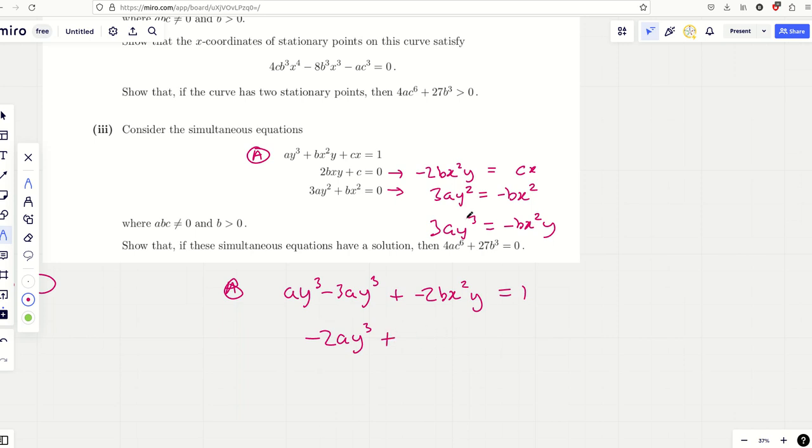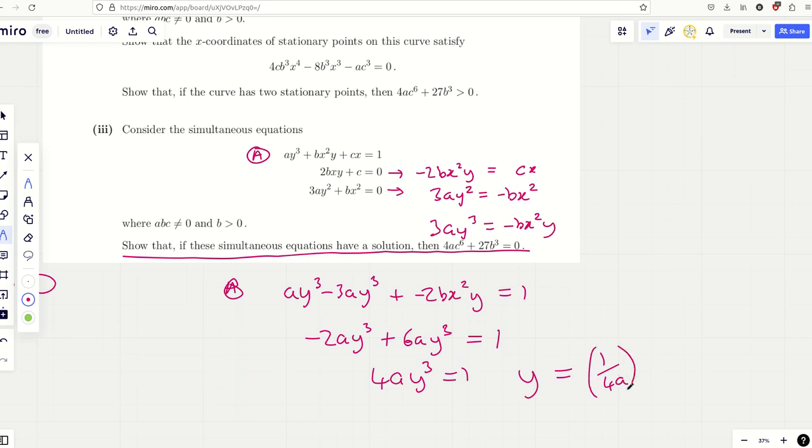And then what are you going to get here? Well, the minus 2bx squared y is going to become, if I just replace that with double that, minus 6, minus 2, plus 6ay cubed. And that should equal 1. Okay. We can actually solve this, can't we? Yeah, show that if this has a solution, then that's true. Well, let's actually just solve it. Like, 4ay cubed is 1. And so y is 1 over 4a cube rooted. Yeah? Okay, that doesn't look particularly nice, but if I've got y, then presumably I can find x, yeah?